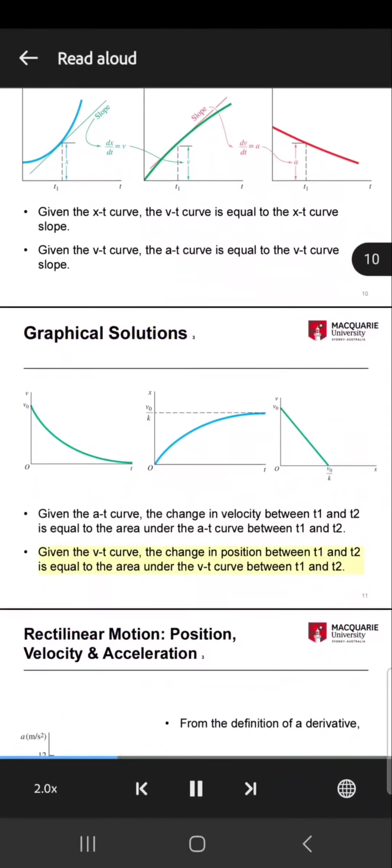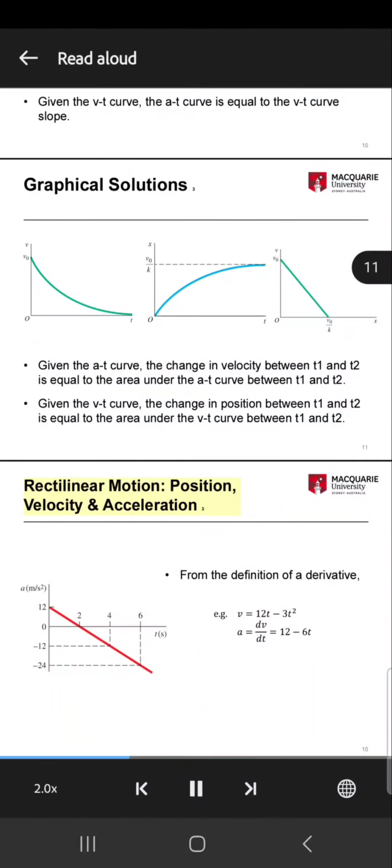the a-t curve is equal to the v-t curve slope. Graphical solution 3. Given the v-t curve, the change in position between t1 and t2 is equal to the area under the v-t curve between t1 and t2. Rectilinear motion. Position, velocity, and acceleration 3. From the definition of the derivative.